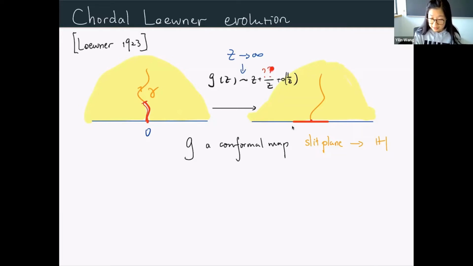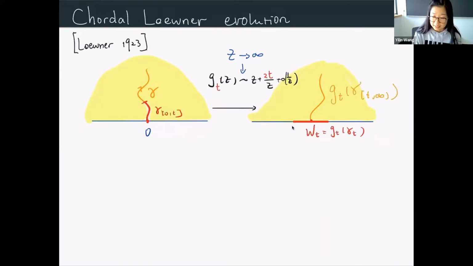And this coefficient here would be a positive number, which is called the capacity of the red piece. It's a half plane capacity. And if I'm given this curve gamma, for each initial bit, I can see what the capacity of it is, and I will choose a special parameterization of the gamma such that this number here is exactly 2t. And then I call this conformal map g_t.